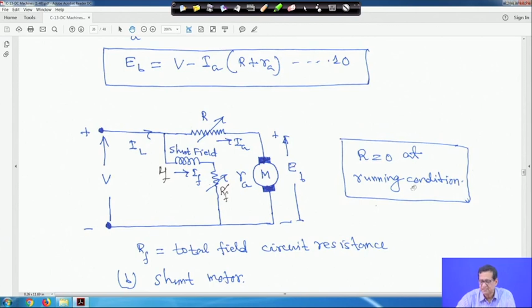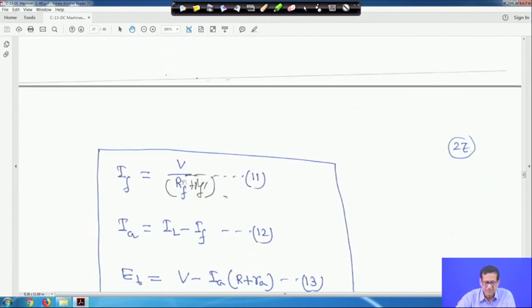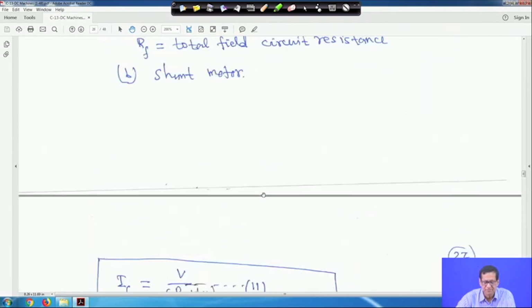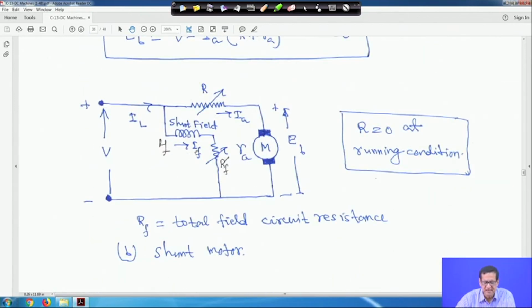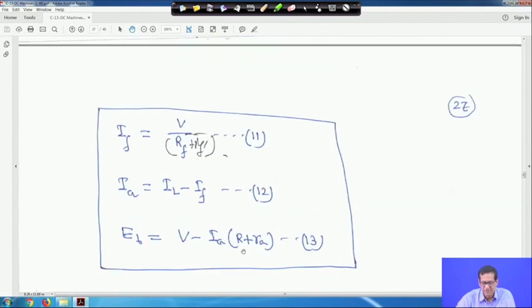But anyway, R is equal to 0 at running condition. Therefore, IF is equal to V upon RF plus RF dash, because this is the current IF and the voltage is V. This is a parallel circuit. And if you apply KVL, you will get EB is equal to V minus IA into R plus RA, but at running condition R is equal to 0.